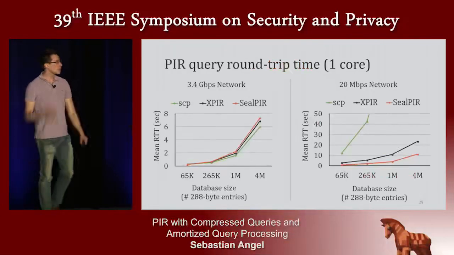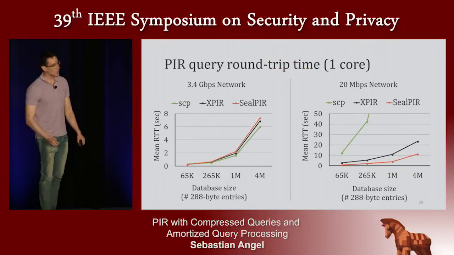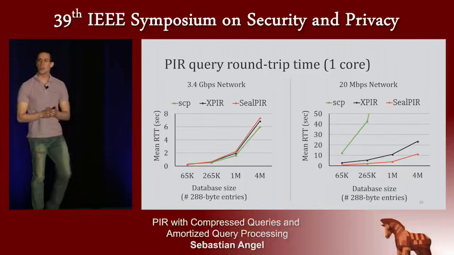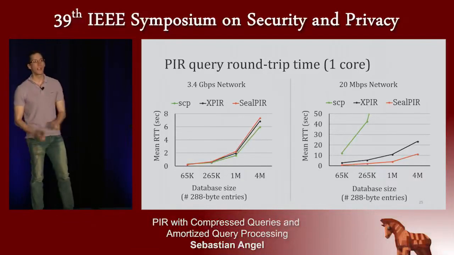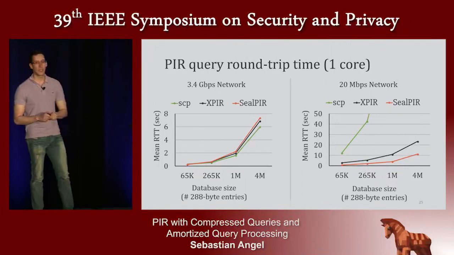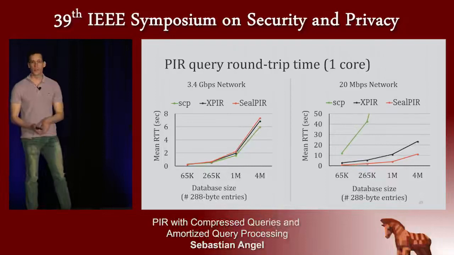Okay. Now, a lot of times I've received feedback that if you only care about performance and not network resources, then you're better off just downloading the database. And this is true, but only if you have very high network speed. So the graph on the left, SCP is the secure copy command line tool. So this is basically downloading all of the database. And what we see is that, indeed, if you have a lot of network bandwidth and you only care about performance, you're better off downloading the entire database.